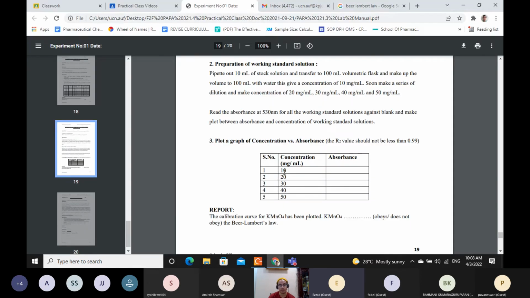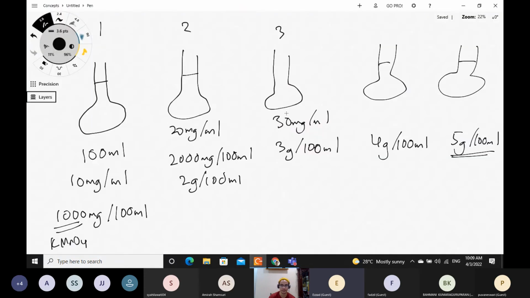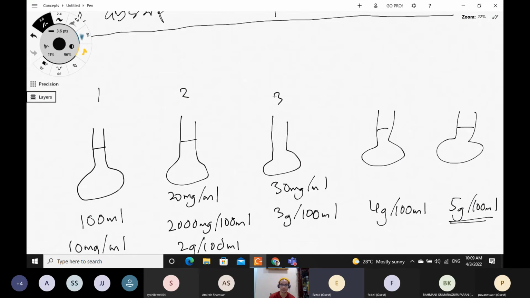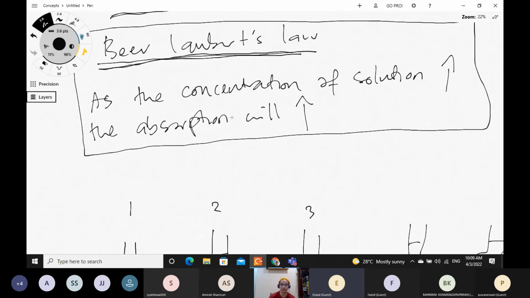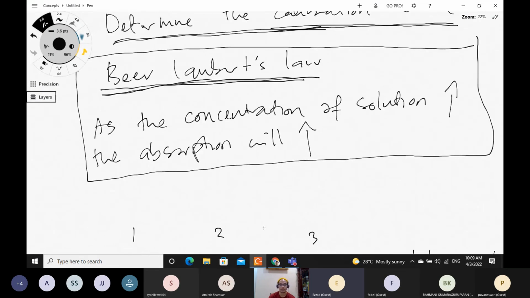So after you have prepared all 5 solutions, you just put each of them into the UV spectrophotometer and then take the absorbance reading. So the absorbance here, if we want to make sure it obeys Beer-Lambert's law, the absorbance should increase as the concentration increases. Okay, because that's what Beer-Lambert's law states. The higher the concentration of our solution, the higher the absorption will be.